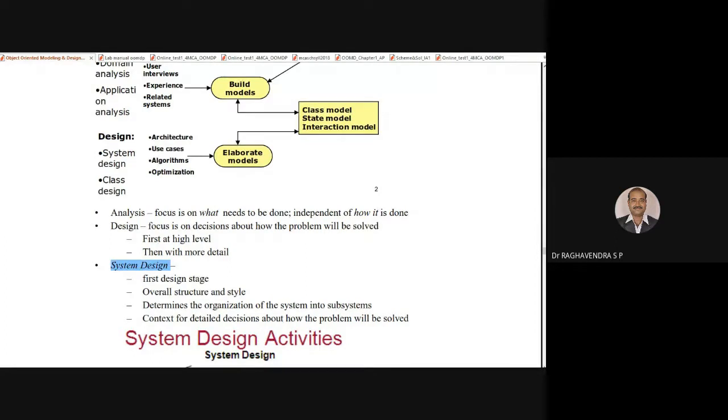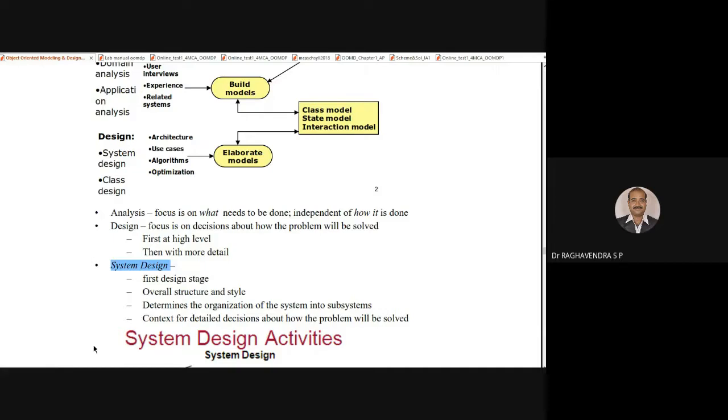Okay. Then the next step determines the organization of the system into subsystems. How to decompose the system, how to reorganize, how to assemble them. How we should assemble them, that is, how we should assemble the subsystems.